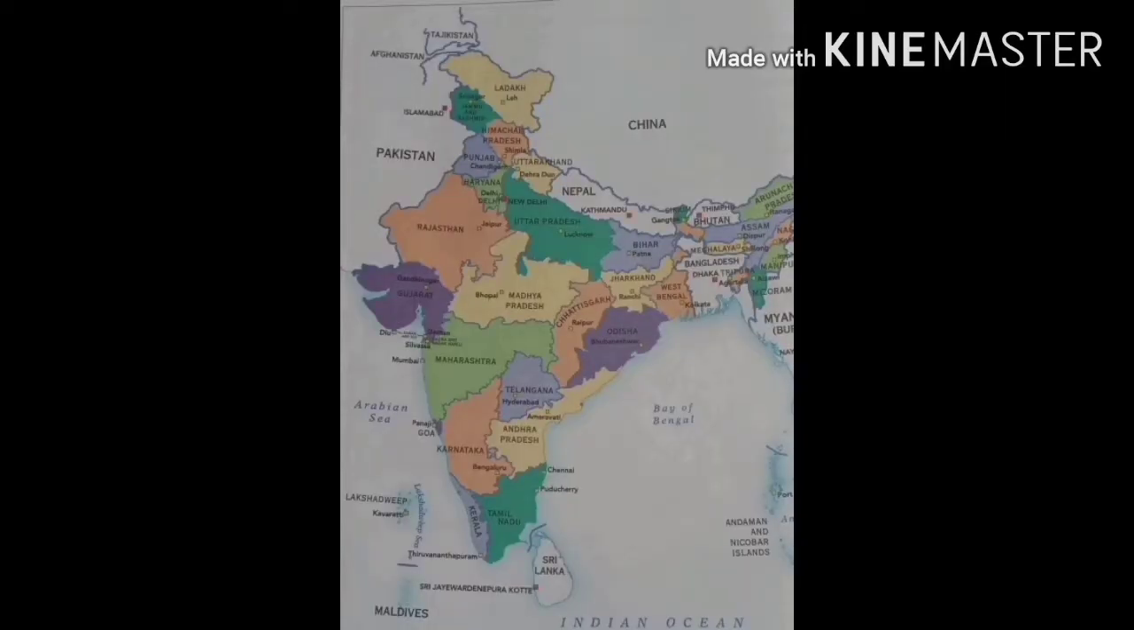Dear students, first of all, you have to study the political map of India. That means the location of 28 states and 9 union territories. Look at the map. Where is the location of West Bengal, Maharashtra, Tamil Nadu, Punjab, Bihar, Uttar Pradesh, etc.?